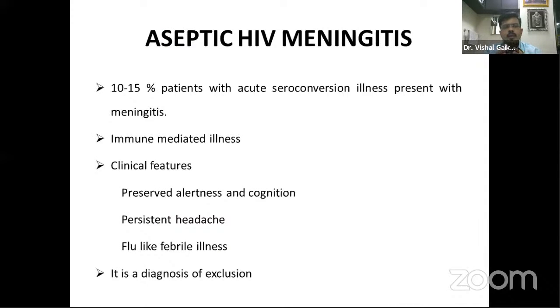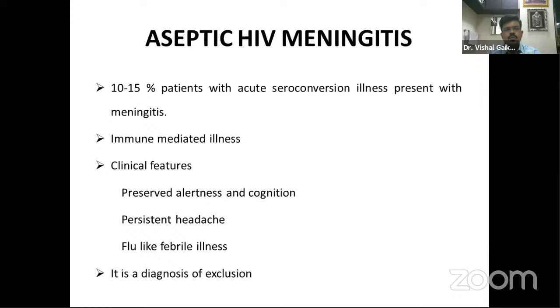So now we will discuss one by one. The first would be aseptic HIV meningitis. Aseptic HIV meningitis is usually seen in patients of acute seroconversion illness, where they present with a flu-like or febrile illness and just persistent headache. These aseptic meningitis patients won't present with loss of alertness or loss of cognition or typical meningitic signs. There will be just persistent headache along with flu-like febrile illness.